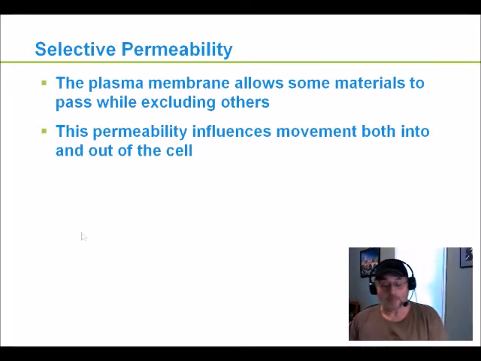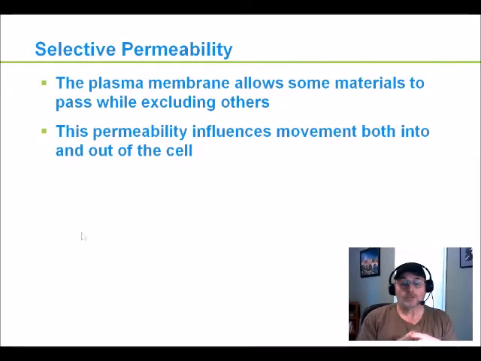Now, this permeability does affect the movement in and out of the cell, so we can end up with a vastly different environment inside the cell than outside the cell. That's important as well. We have to have an environment set up, as I said before, to optimize the functioning of the cell. And if it was just the general mishmash of stuff that's outside of the cells, we wouldn't really have very much of a function.